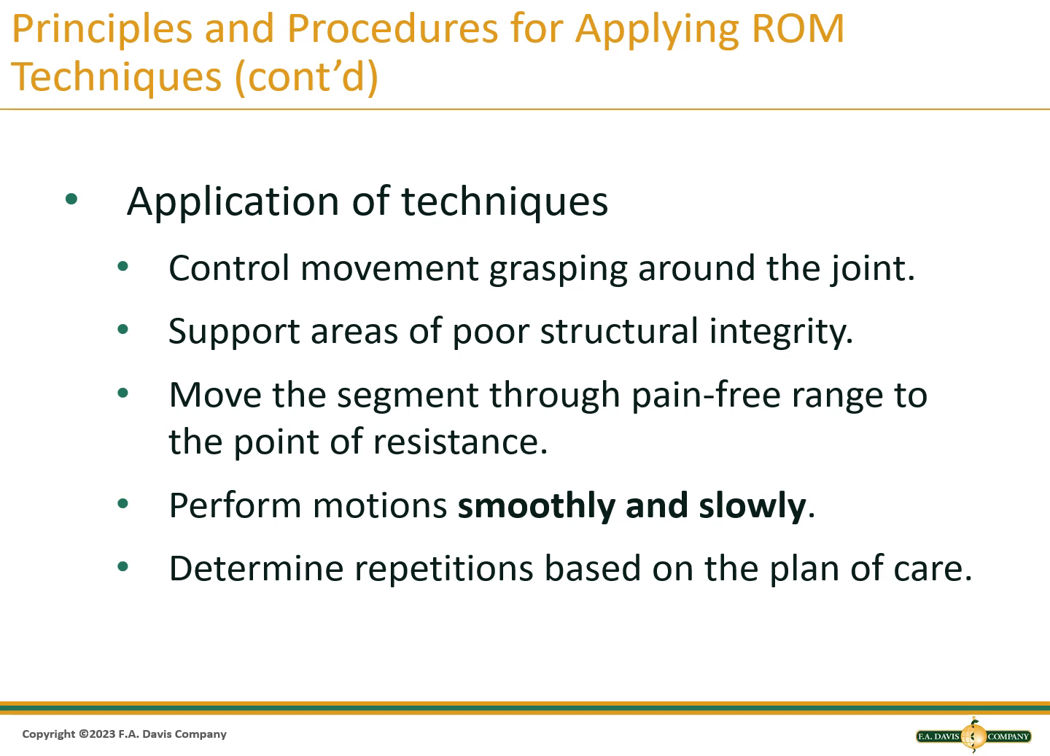When we're performing range of motion, we want to control the patient's movement by grasping around the joint. So we want to stabilize proximally and help move distally. We'll support areas of poor structural integrity because we need to make sure that we aren't causing further damage by providing this range of motion. We'll move the segment through a pain-free range to the point of resistance, not pushing into resistance unless we're doing it briefly to assess end feel.